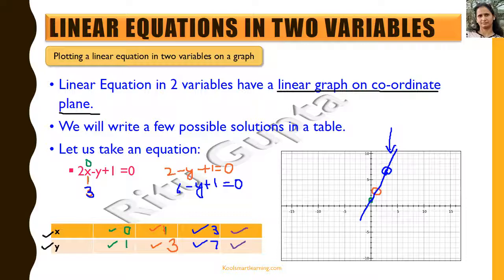Although we've plotted 3 points here, we can plot 4 or 5, but the minimum number of points is 2, and 2 points are sufficient to draw the graph for linear equations in two variables. It is sufficient only because we know that the graph for a linear equation in two variables is a straight line. For any other equation which is not linear in nature, we cannot draw the graph by just taking two solutions.